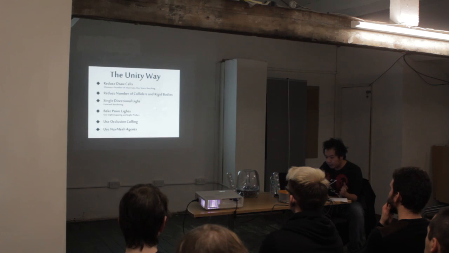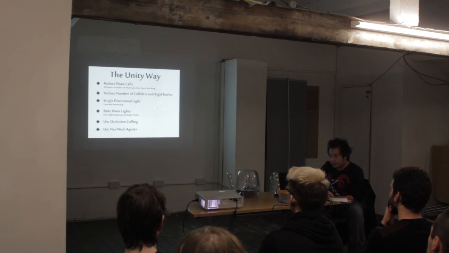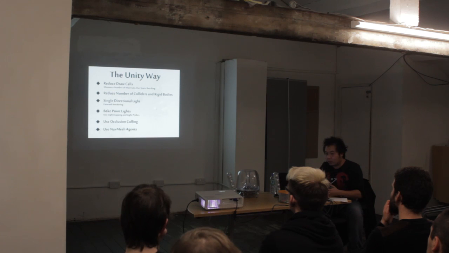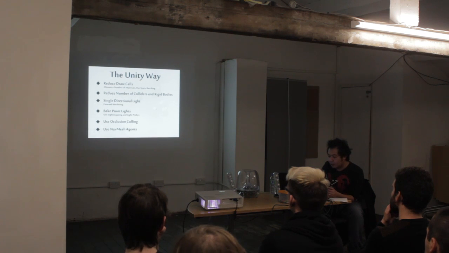Unfortunately, because I'm now procedurally generating TinyKeep, quite a few of these are unavailable to us. So I can't really reduce the number of colliders and rigid bodies because, like I said, I want all the furniture to be as dynamic as possible. I want that to be part of the game mechanics. I don't really want static furniture.